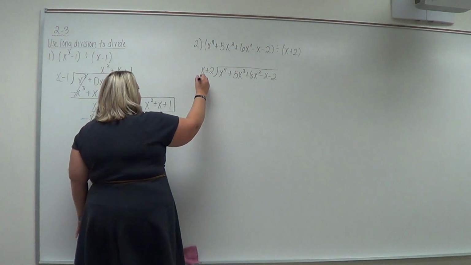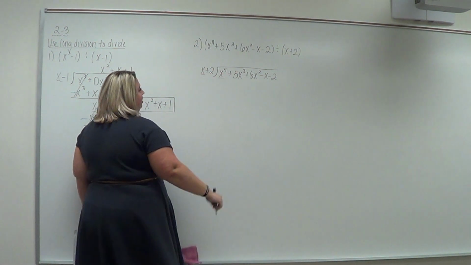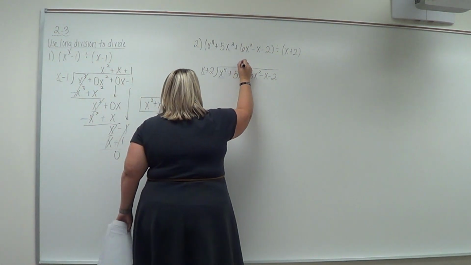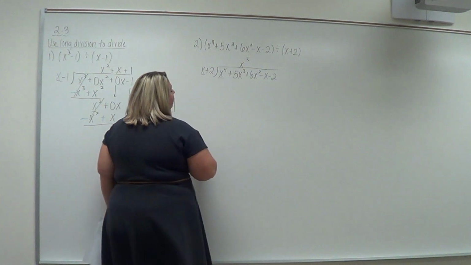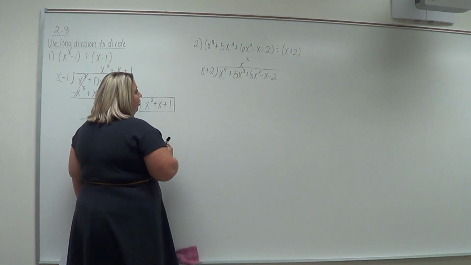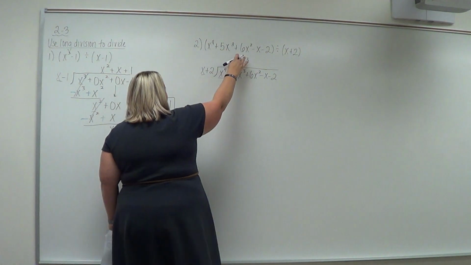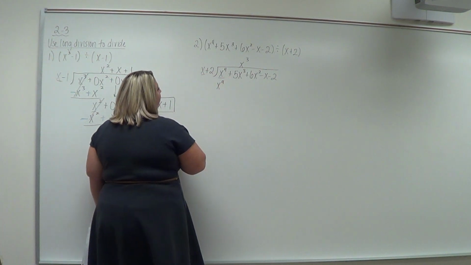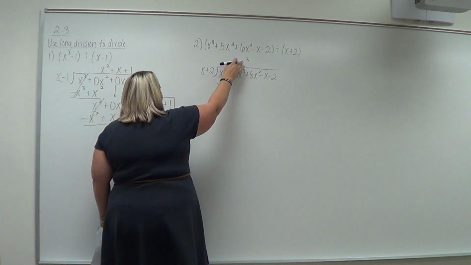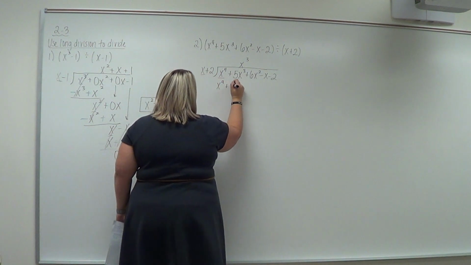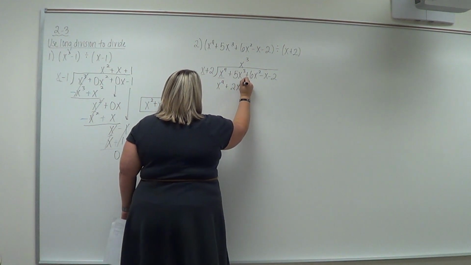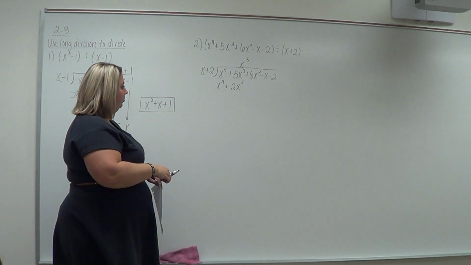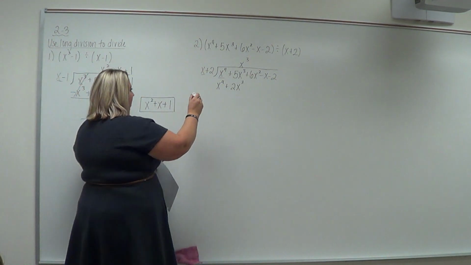Okay, so what times x will give me x to the 4th? X cubed, so x cubed goes up here. Okay, then we're going to multiply. X cubed times x, x to the 4th. X cubed times 2, 2x cubed. Okay, then you're going to subtract. So subtract.